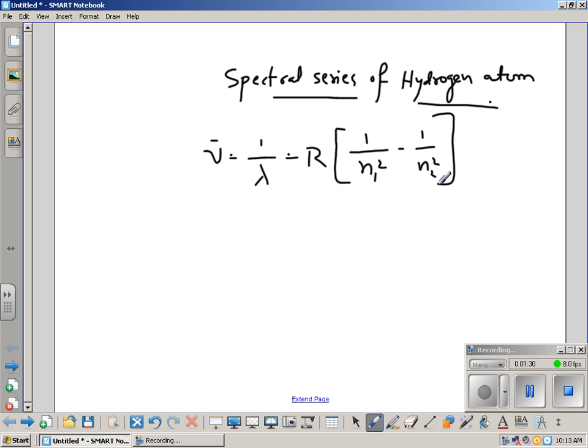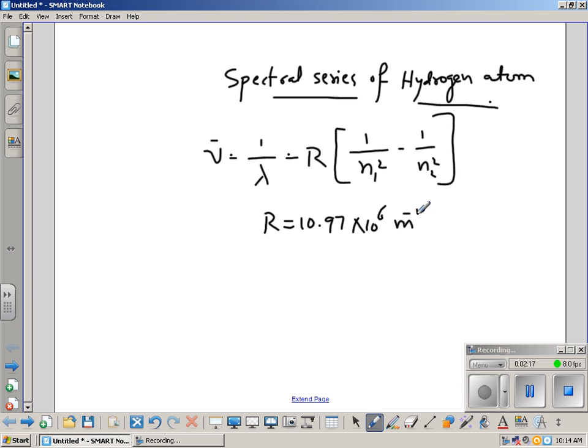What is the value of the Rydberg constant? The Rydberg constant value: R is equal to 10.97 into 10 to the power of 6 per meter, that is, meter minus 1. N1 is the number of the lower orbit, N2 is the number of the higher orbit.